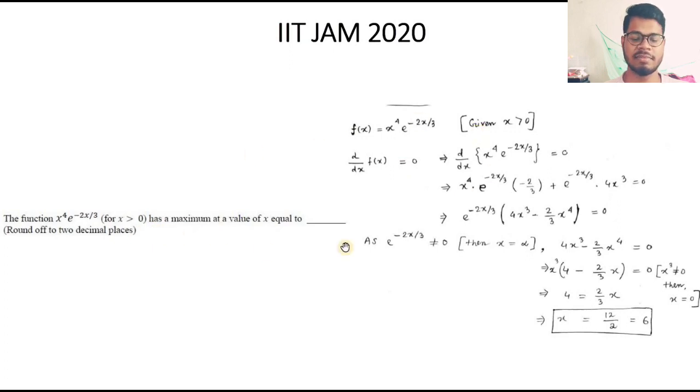So they are asking the maximum value, that means you will get the maximum value. Okay, so the answer will be 6. Just pause the video and see the answer, how I have solved this. Normal mathematics, just.